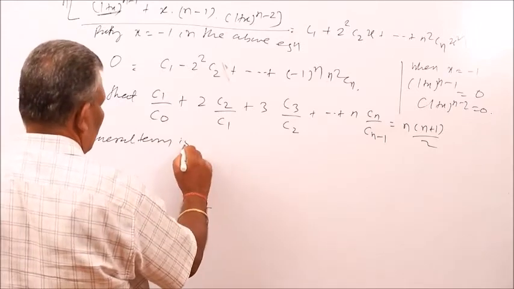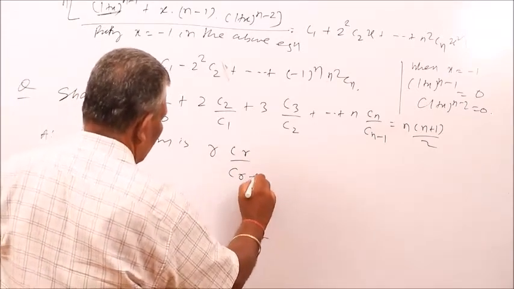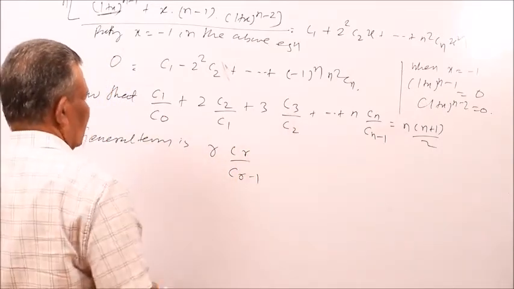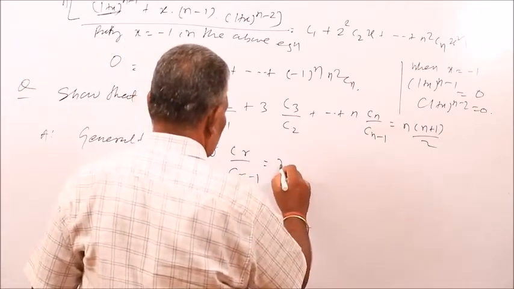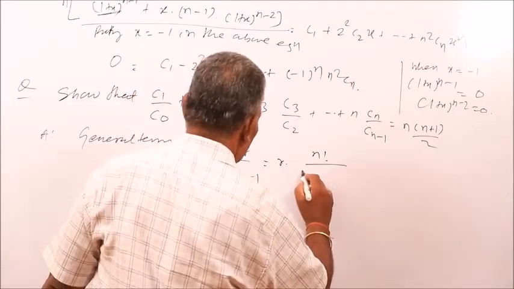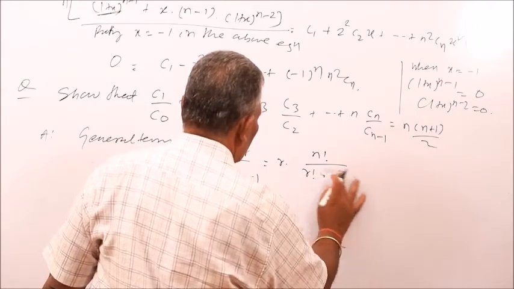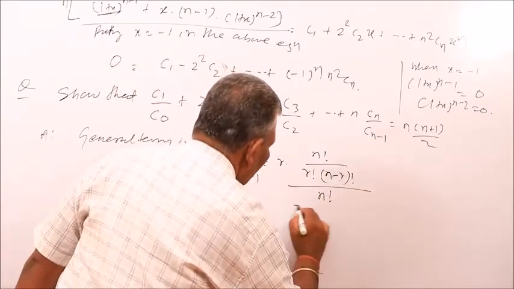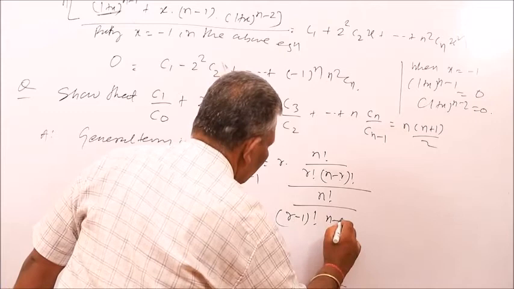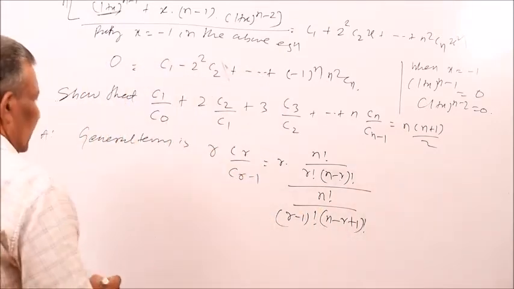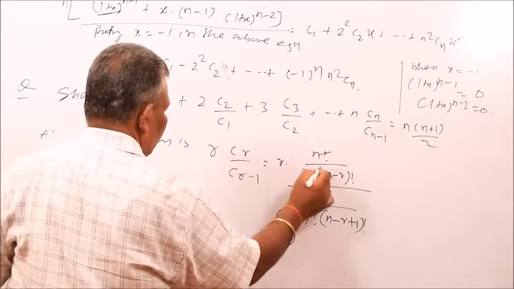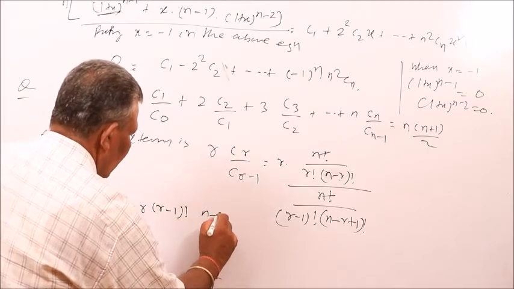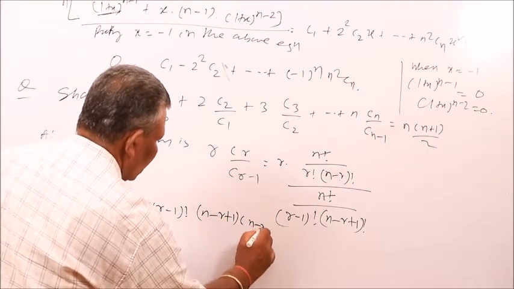The general term is r Cr by Cr minus 1. Here the third term is 3 C3 by C2. So the rth term is r Cr by Cr minus 1, that is r times nCr, n factorial by r factorial, n minus r factorial, whole divided by n factorial by r minus 1 factorial, n minus r plus 1 factorial. That is, cancelling n factorial, r into r minus 1 factorial, n minus r plus 1 into n minus r factorial.